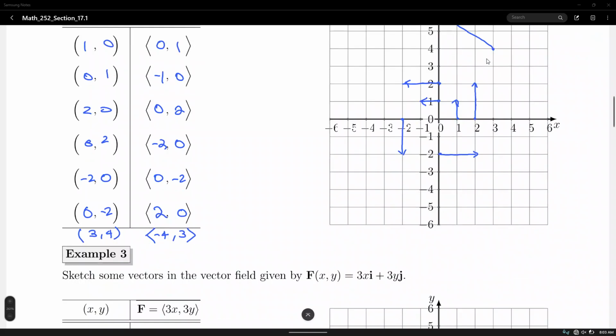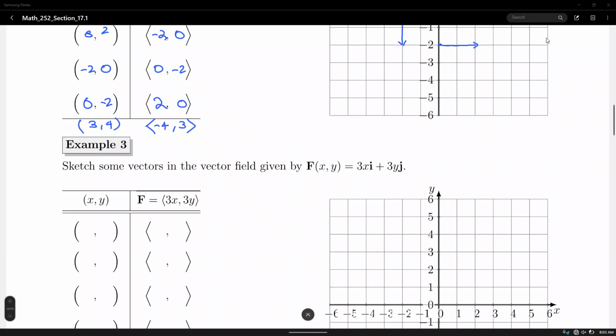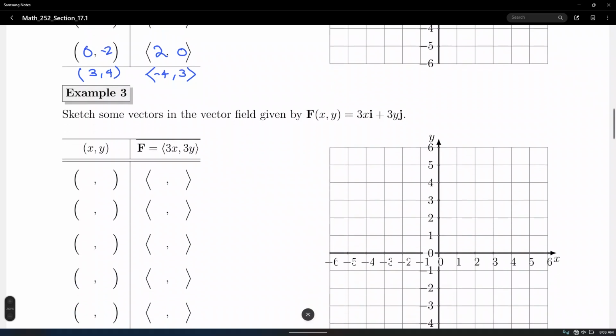Okay, let's have a look at another example. For example number 3, let's sketch some vectors in the vector field given by 3xi plus 3yj. How is that going to look? Well, in a similar way to what we did yesterday, I'm just going to pick a bunch of random points, which will of course give us a bunch of random vectors.